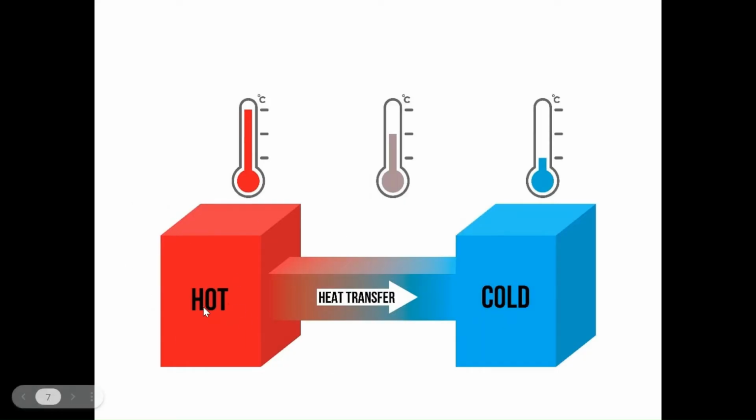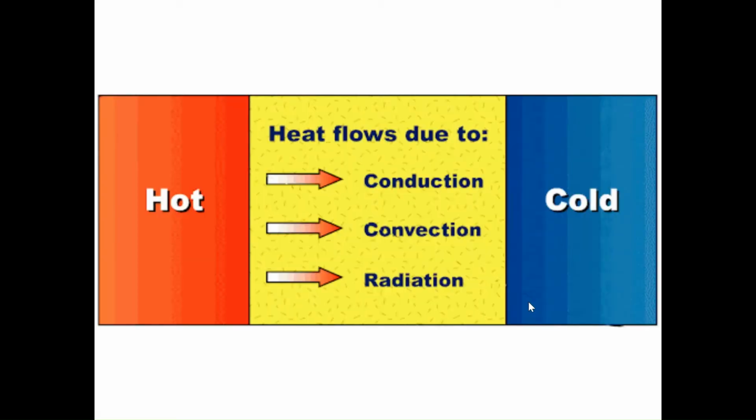But before we do that, I want to emphasize again that it always goes from hot to cold, hot to cold, hot to cold. And we do have three ways that things can go from hot to cold, and that is through conduction, convection, and radiation.